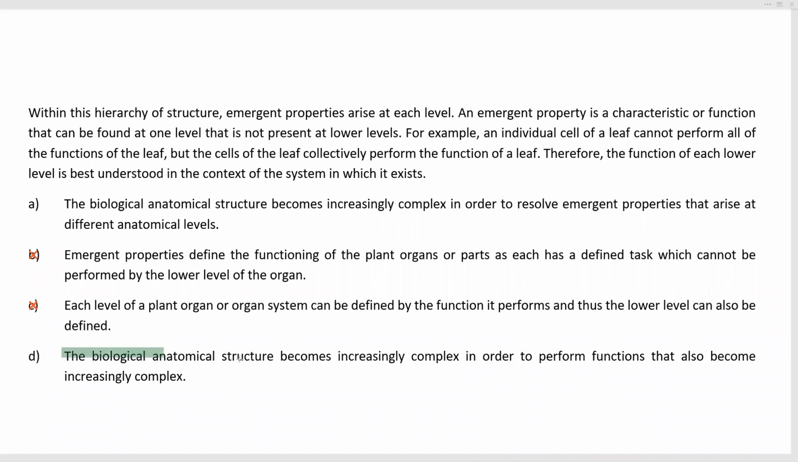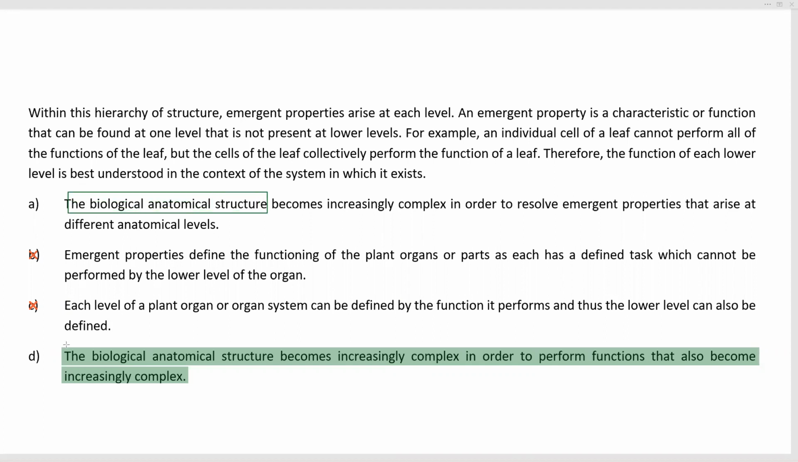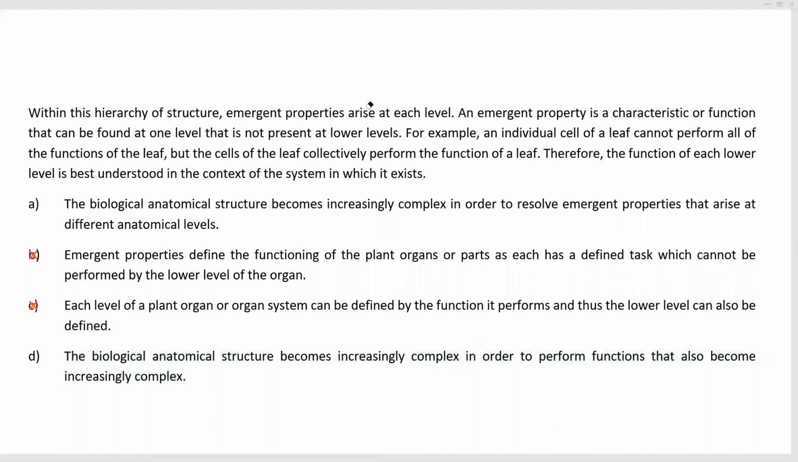Option D says the biological anatomical structure becomes increasingly complex in order to perform functions that also become increasingly complex. So this is slightly better than options B and C, but it makes the same mistake, it has the same problem as option A. It changes the subjects. The biological anatomical structure is mentioned first. It also mentions the aspect of something being increasingly complex, but it doesn't mention emergent properties, which A does. So in comparison to A, D is also limited. So we can eliminate D.